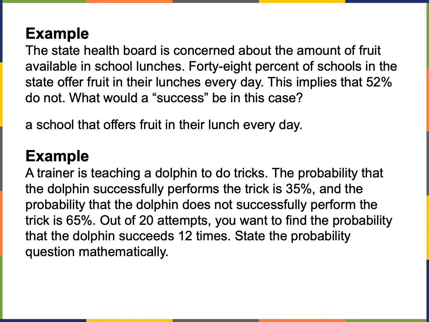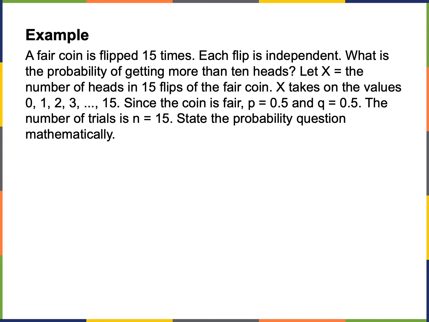Let's do another example. A trainer is teaching a dolphin to do tricks. The probability that a dolphin successfully performs a trick is 35%, and the probability that the dolphin does not perform the trick is 65%. Out of 20 attempts, 20 trials, you want to find the probability that the dolphin succeeds 12 times. How could we state this mathematically? Like, what symbols would we use? So it would look like this. We're trying to find the probability that the dolphin succeeds 12 times, so x equals 12.